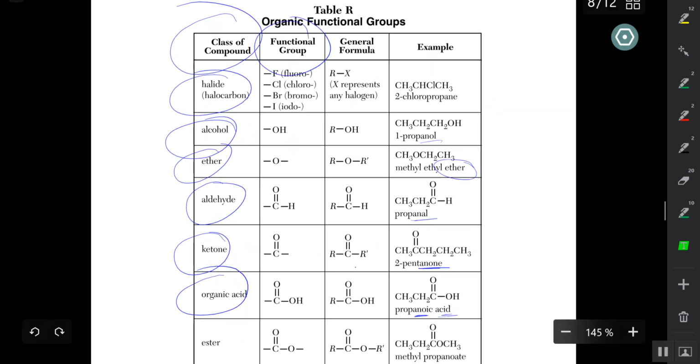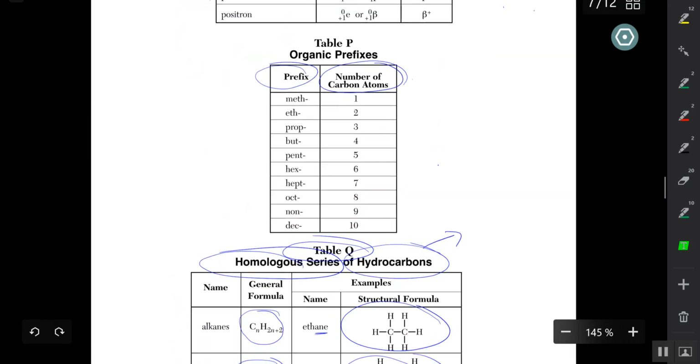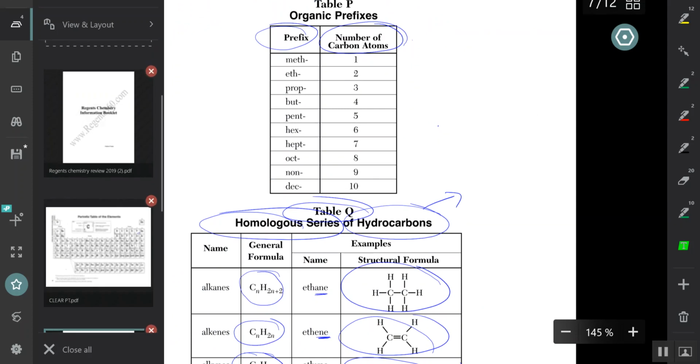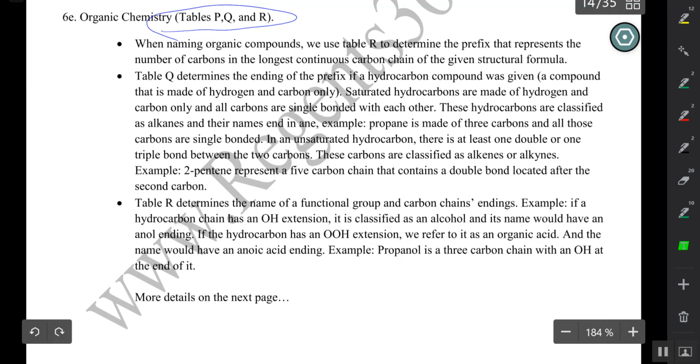Functional groups, very important. We talked about those functional groups when we talked about isomers in the beginning. I believe that was the first video. Isomers have the same chemical formulas, but they have different functional groups, and because they have different functional groups, they have different structures, and because of that, they have different physical properties and different chemical properties. Okay, so now that we're familiar with those three tables, let's perform a short reading exercise.